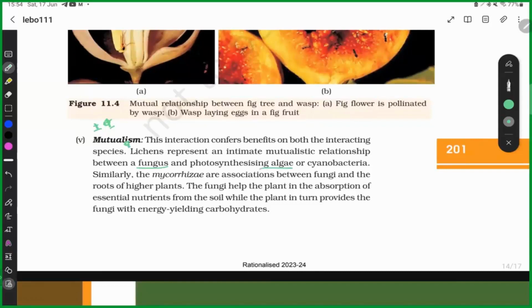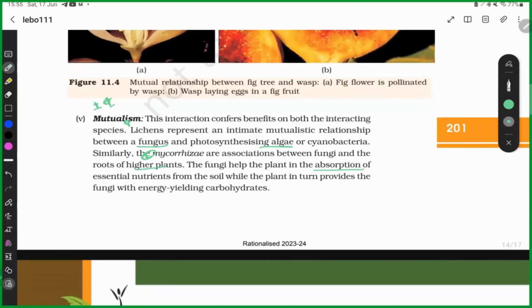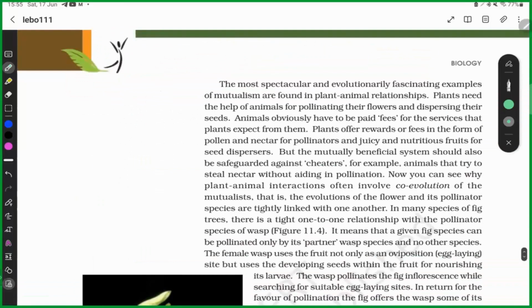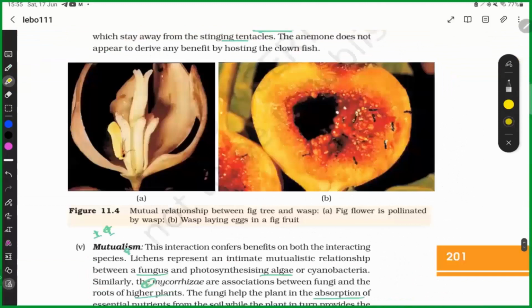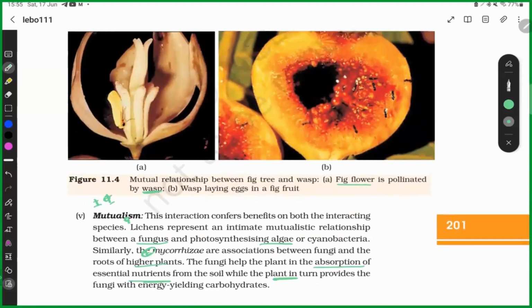This is another example. Fungi help the plant to absorb essential nutrients from the soil, and in return the plant provides food. This is important. The most spectacular evolutionary examples of mutualism are found in plant-animal interactions. The important one is the interaction between fig flowers and wasps. This is important.